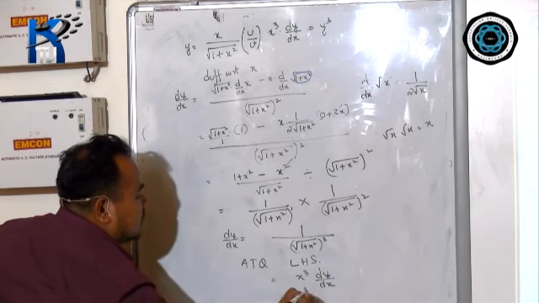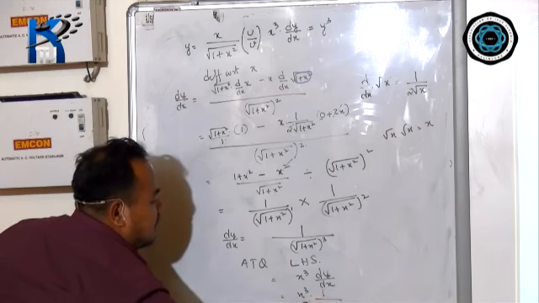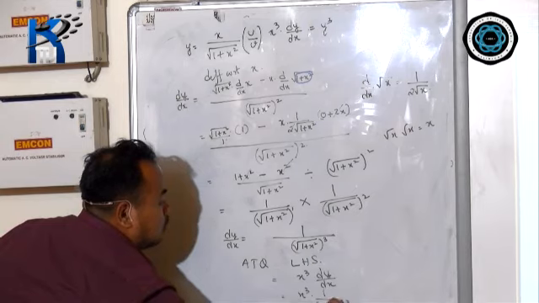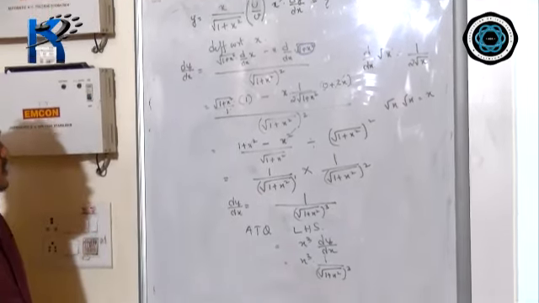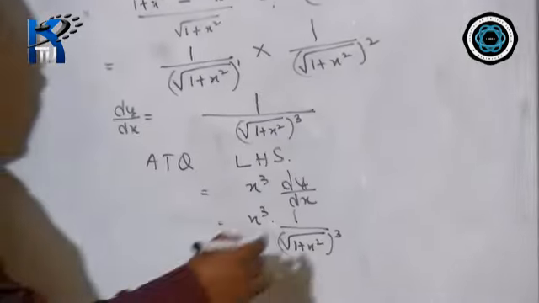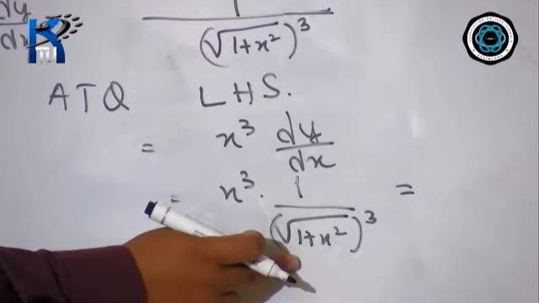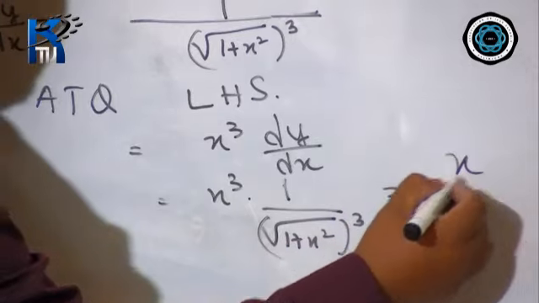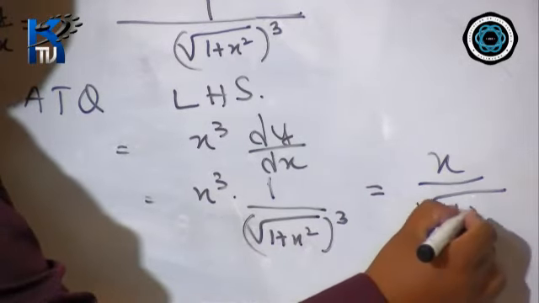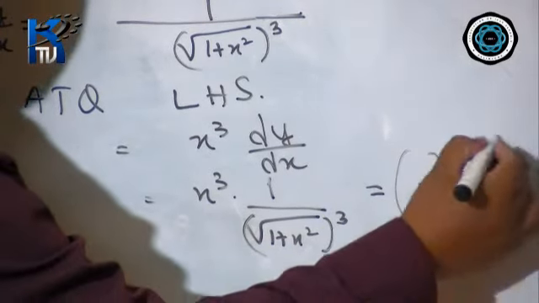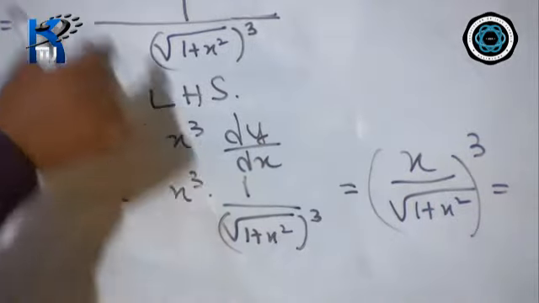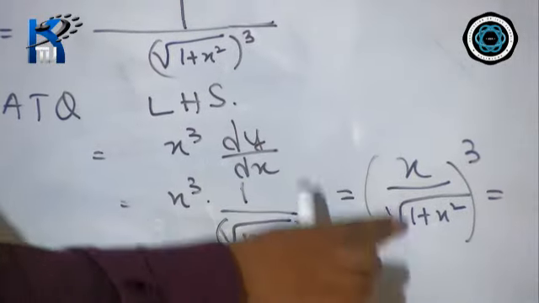And what is dy by dx? 1 divided by under root 1 plus x square whole cube. Now, as you can see, in the numerator there is a cube and in the denominator also there is a cube. So, can't I write this as x divided by under root 1 plus x square whole to the power 3, and that is nothing but x divided by under root 1 plus x square?